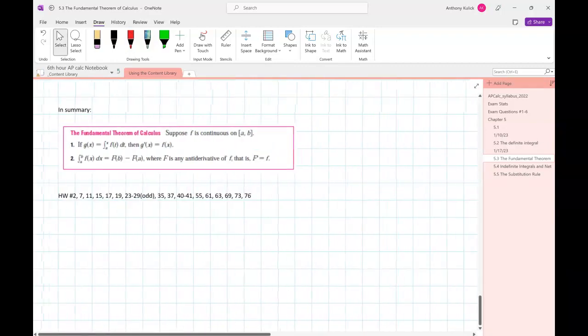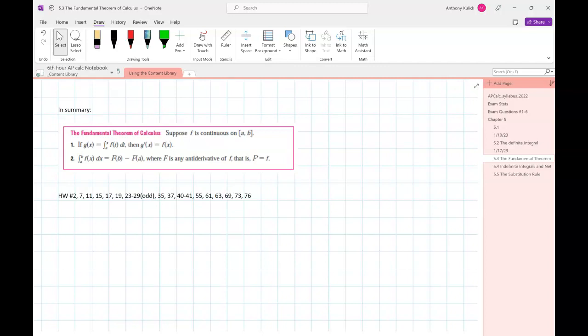So, again, in summary, Fundamental Theorem of Calculus, parts 1 and 2. Part 1, derivatives and integrals cancel each other out. Part 2, to do integration, a definite integral, I can really just do an antiderivative and evaluate at the bounds. That's it. That's the gist of Fundamental Theorem of Calculus, parts 1 and 2.